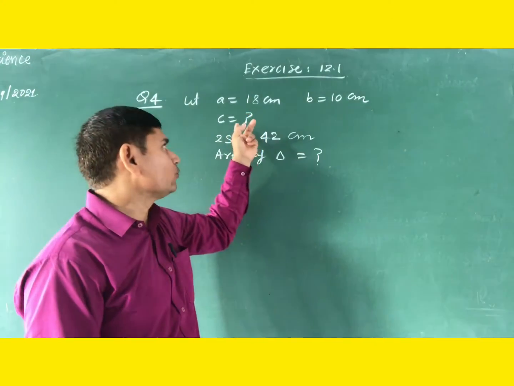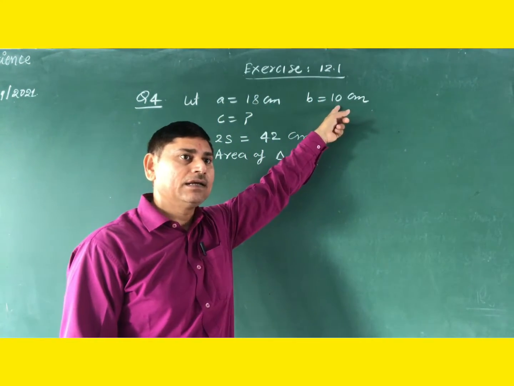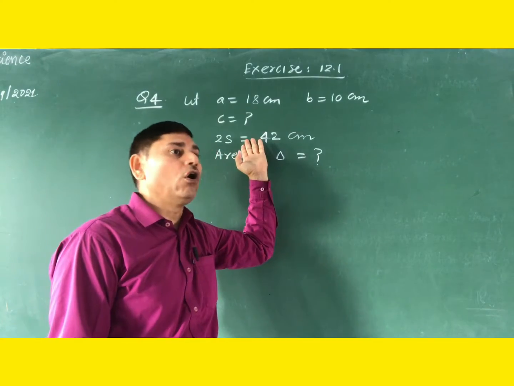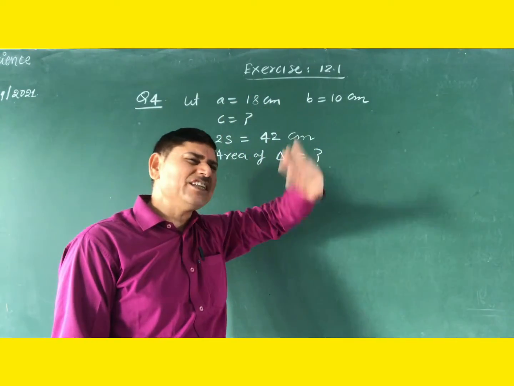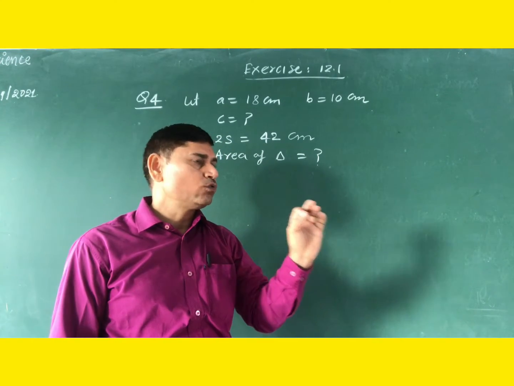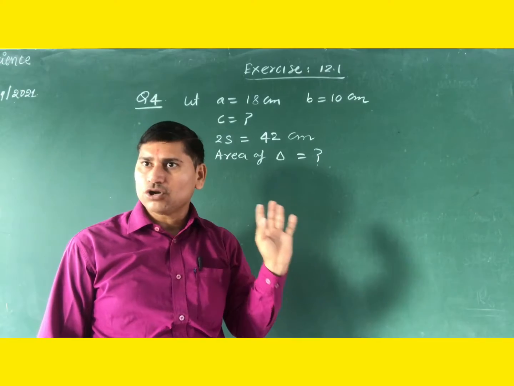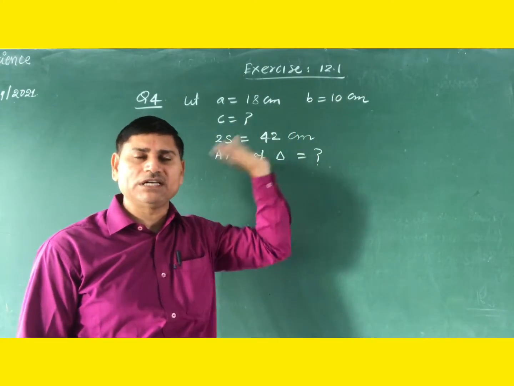Otherwise you can take c equal to 18 centimeter and a equal to 10 centimeter and b is required, or you can write that a is required, b and c are given. Anything you can write out of these three sides. तीन साइड में से आप कुछ भी लिख सकते हो, because here side is not defined. Two sides are given, तो दोनों में से कुछ भी लिख सकते हो.